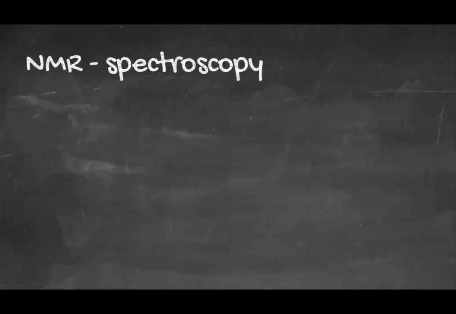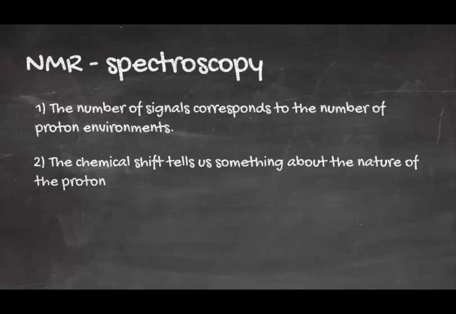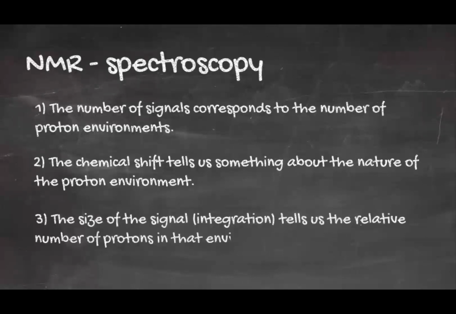In this video, we will continue our exploration of nuclear magnetic resonance spectroscopy. As a means of review, so far we have determined that the number of signals corresponds to the number of proton environments. This is because each proton environment experiences a different effective magnetic field. We've also seen that the chemical shift tells us something about the nature of the proton environment. In this video, we will explore the fact that the size of the signal, or the integration, tells us about the relative number of protons in that environment.